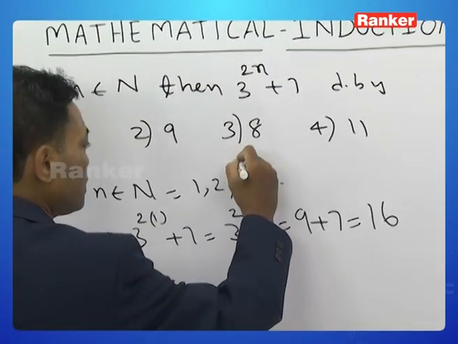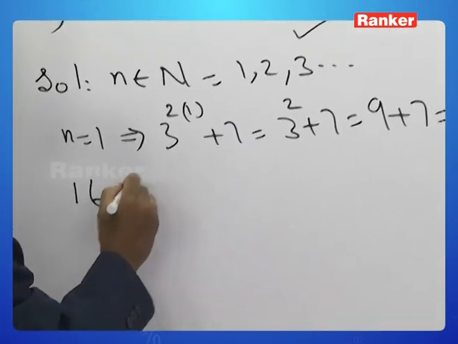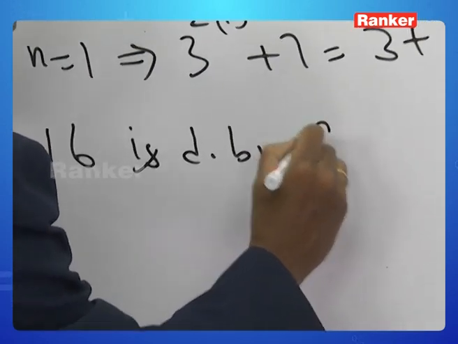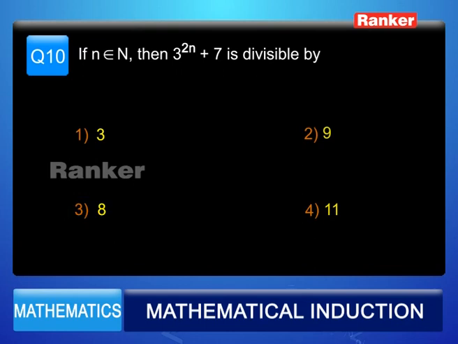So, it is very clear, you can understand the third option. So, 16 is divisible by 8. So, what is your right answer or right option? Third one is given 8. So, third option is the right answer.